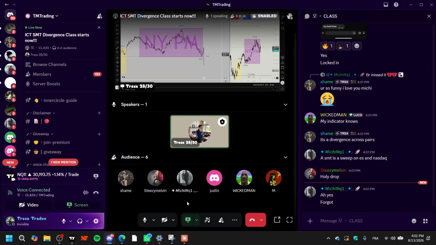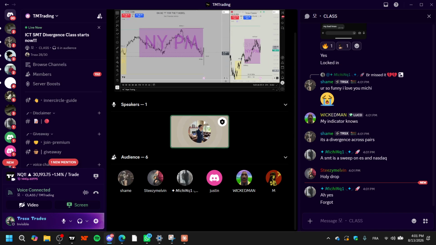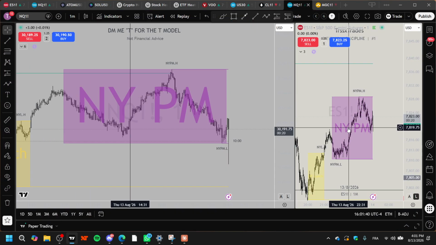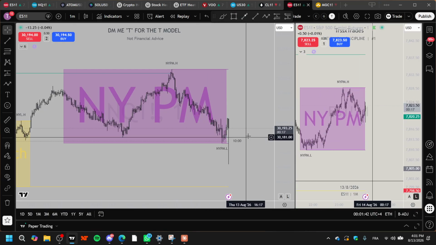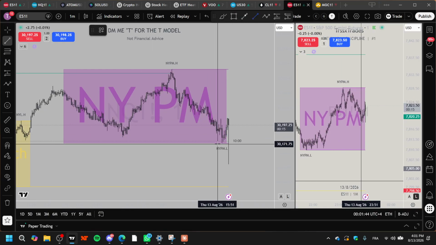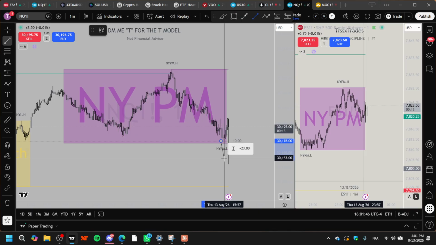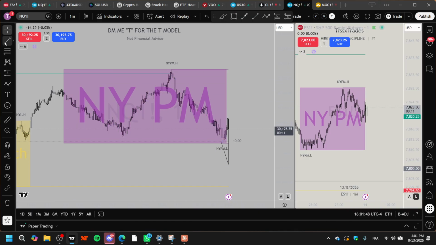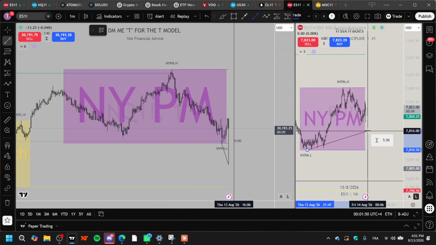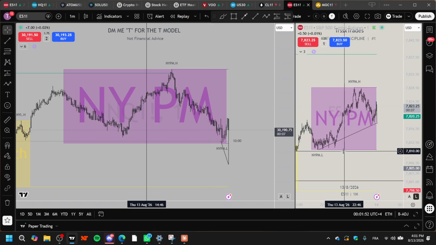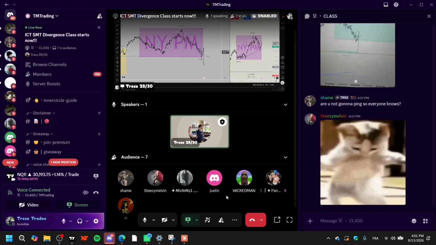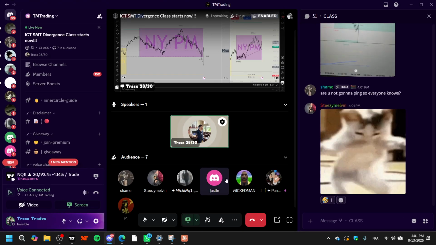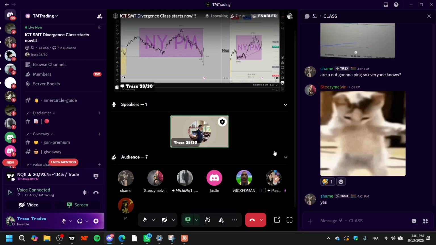But yeah. An SMT divergence is a sweep on ES and not on NQ, or on NQ and not on ES. Such as right here. What do we have right now? We have the session low right here, and then we have a sweep right here. But if you look at the session low on ES, it is not swept. So would that be considered an SMT or no SMT? That would be considered an SMT.